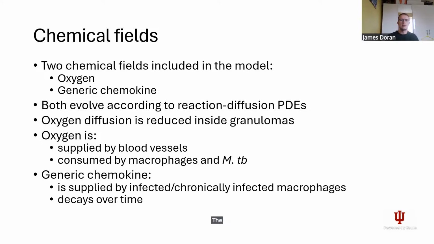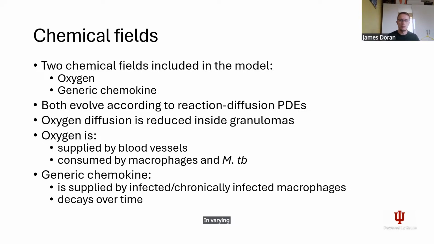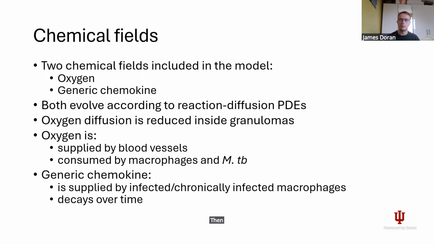The oxygen is supplied into the domain via the blood vessels and then consumed by the macrophages and the MTB in varying quantities, depending on which type of cell we're looking at. And the chemokine is secreted by infected and chronically infected macrophages and will eventually decay over time, such that if the infection has gone, then it eventually will decay to zero.